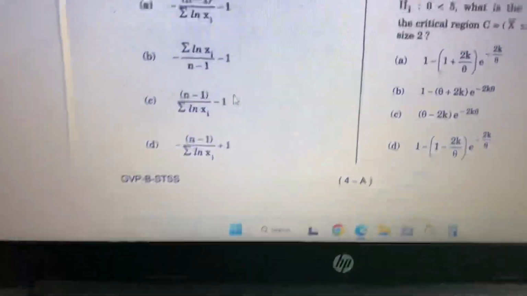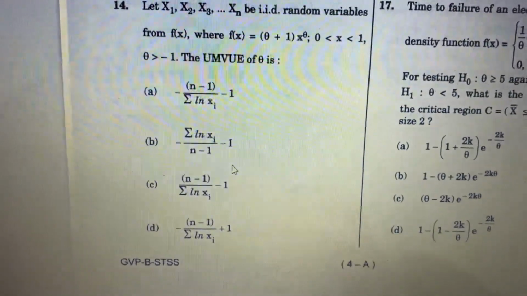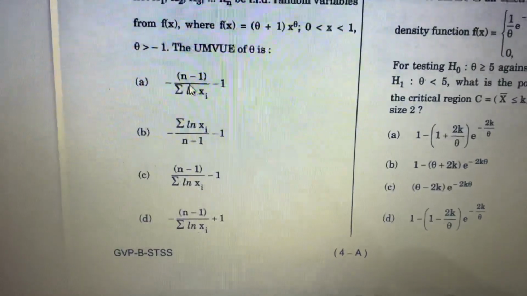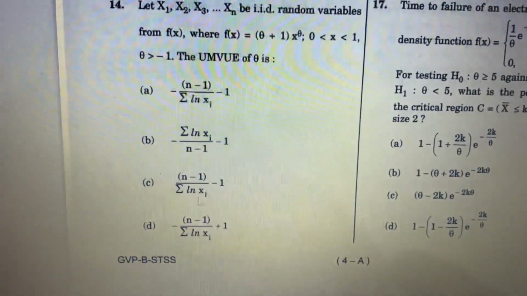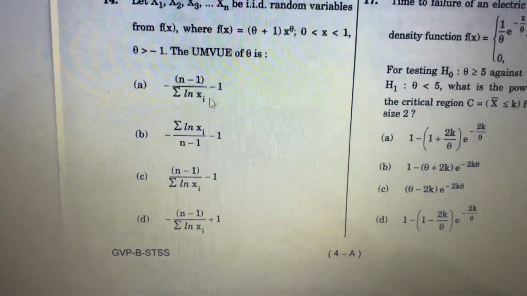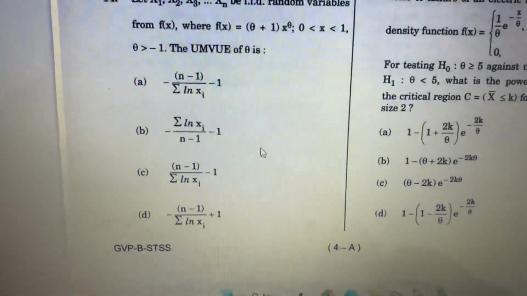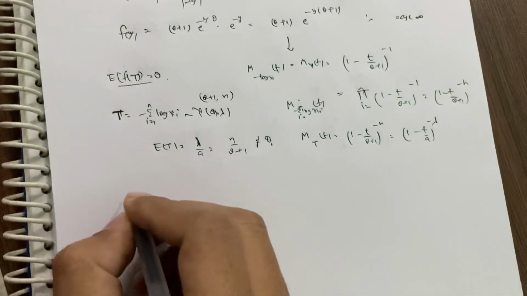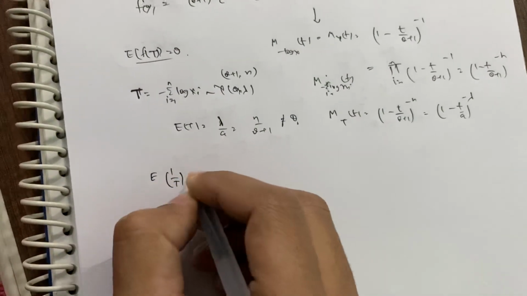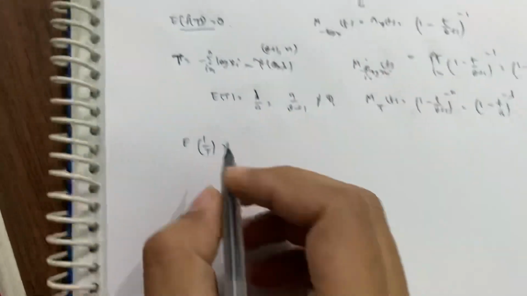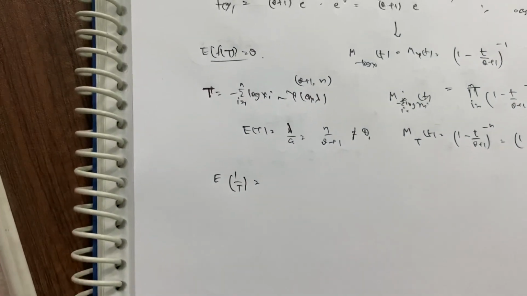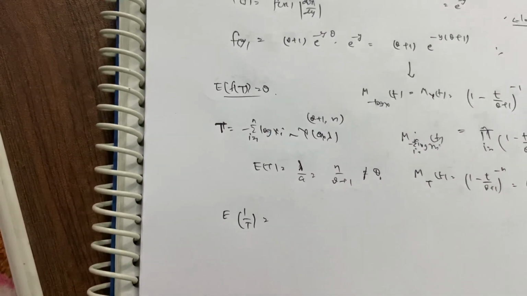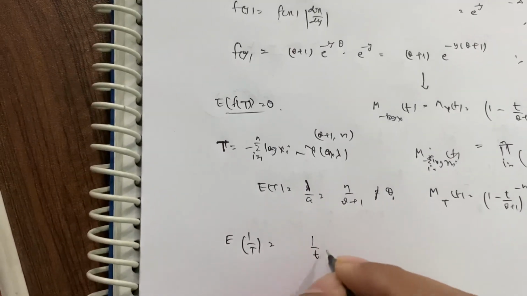So how do we go about that? Now look at the options. Option B cannot be the MVUE of theta. Now we can see from options A, C and D that the summation of log Xi is taken in the denominator. So I can get an idea that if I take the expectation of 1 by T, then I should get something in terms of theta in the numerator. So let's take 1 by T.